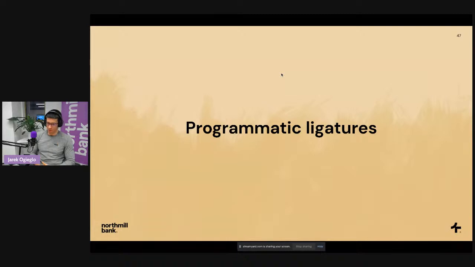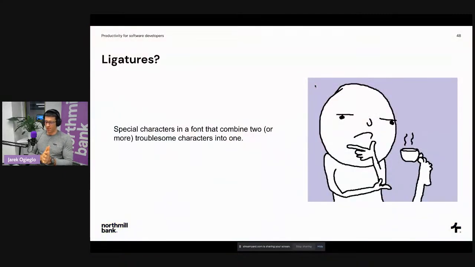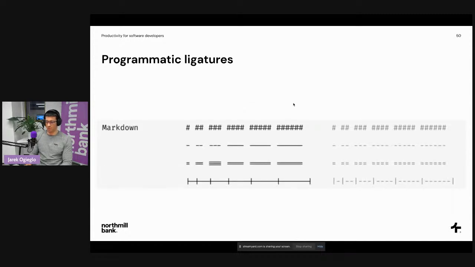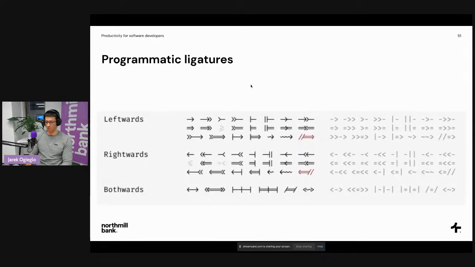So the last thing I wanted to mention, which I admit is pretty superficial, is programming ligatures. What is a ligature? It is a special character that combines multiple characters into one. So the theory is that it makes reading the code easier. It lessens the cognitive load. And there are those who agree with this theory. There are those who disagree. But I really prefer to work with code that uses programming ligatures.